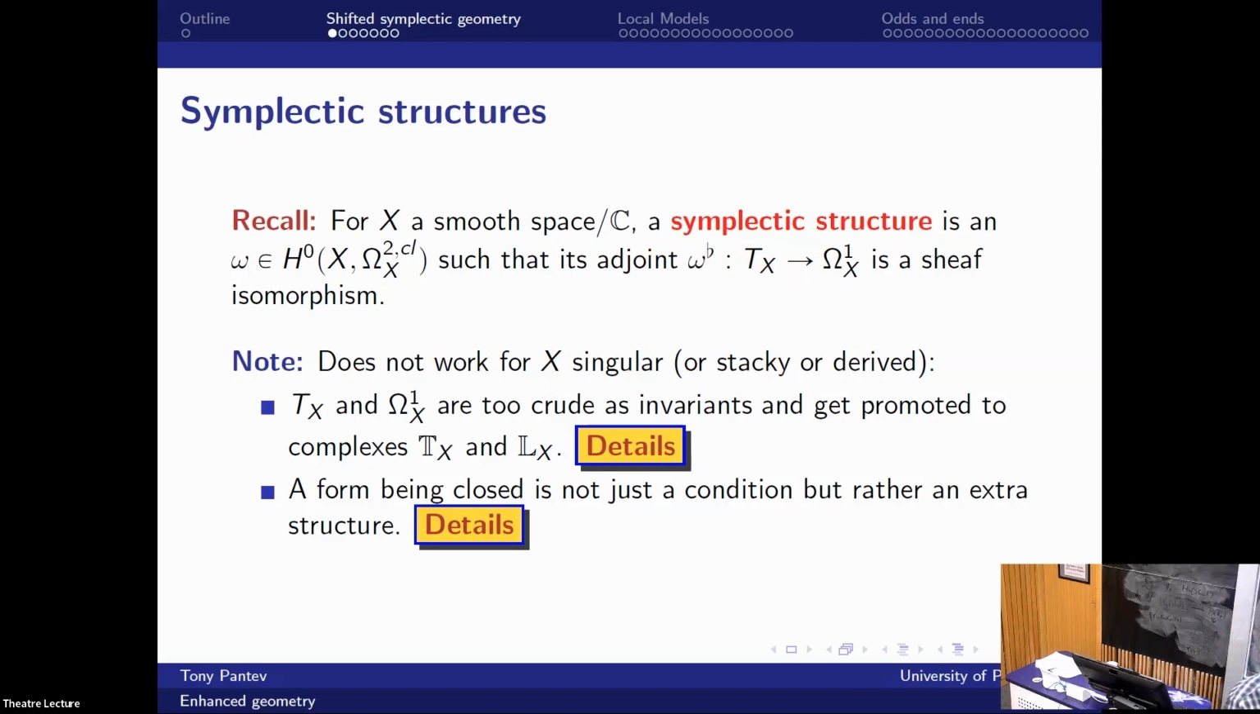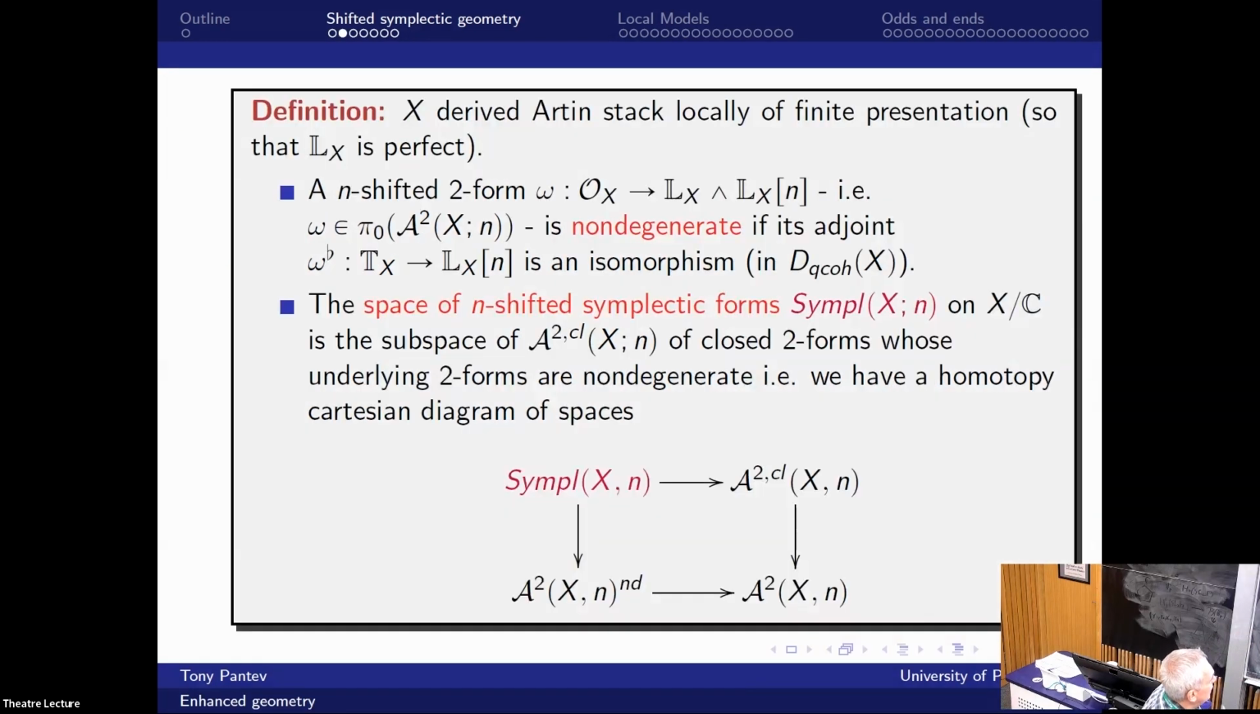Okay, so that's not a very big price to pay, but there is another subtlety, which is that the moment you have this internal homological degree, the notion of being closed gets modified by the differentials in these complexes, and it becomes actually an additional structure rather than just a condition. And so I'm not going to go into that. You can ask me afterwards if this is the first time you see this stuff. But let me introduce the basic notion.